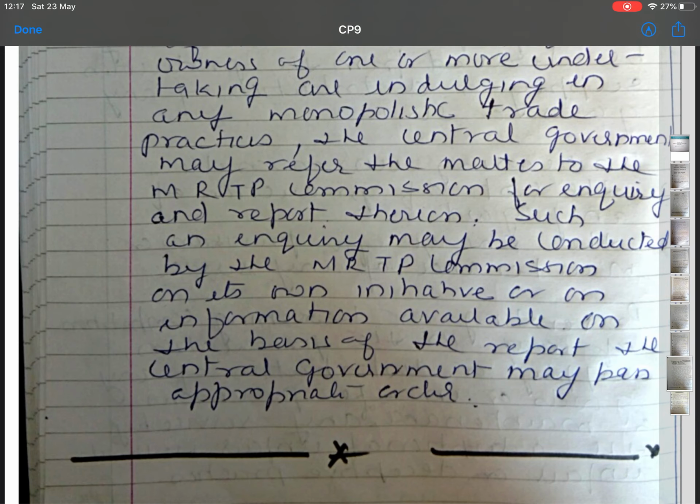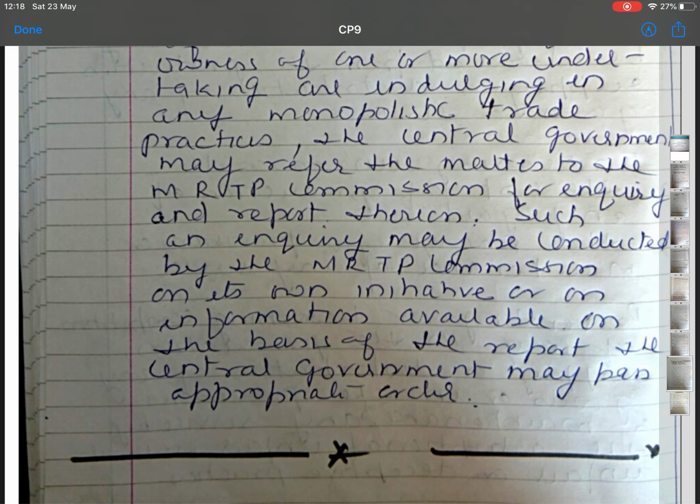Generally, like monopolistic trade practices, restrictive trade practices are also against the public interest, and they harm the public. These practices also exploit the public and are against the public interest.